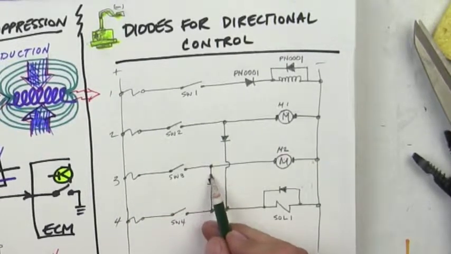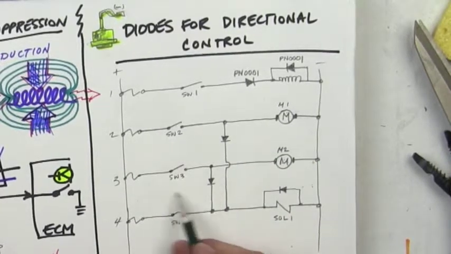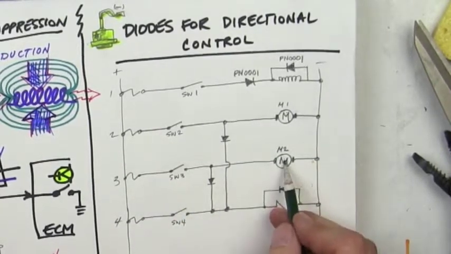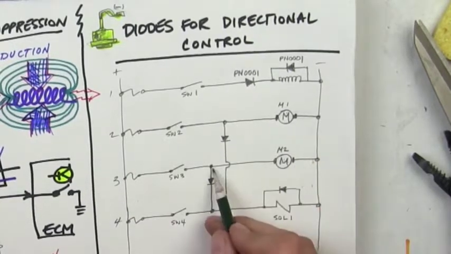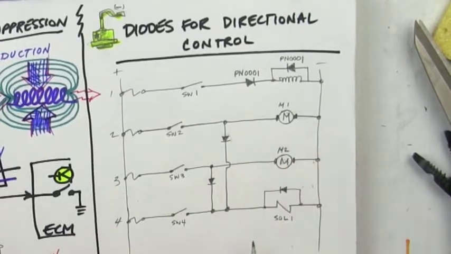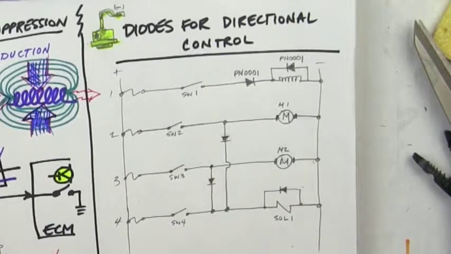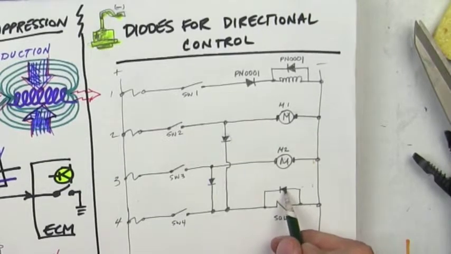Switch 3 will turn on this motor, motor 2, obviously. And it will also turn on the coil, but it will not turn on motor 1. And if we switch on the solenoid by itself, then the solenoid just turns on. Okay? So these are being used for direction, and this is being used for suppression.